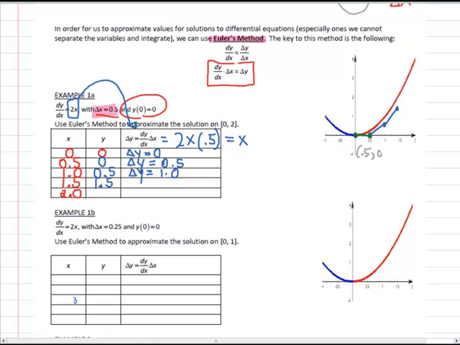It's 0.5 comma 0. The second point is 1 comma 0.5. And my third point is 1.5 comma 1.5. Notice how it matches up with my table of values. Okay, let's do one more line here.